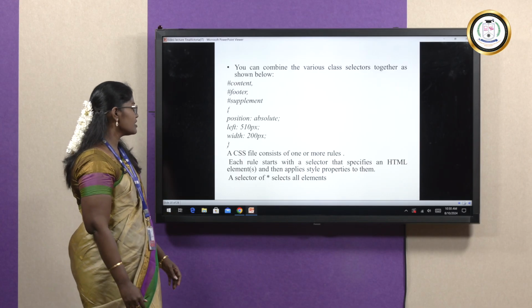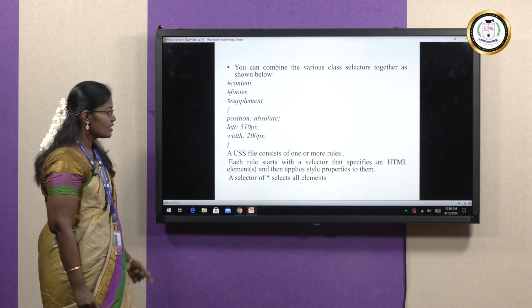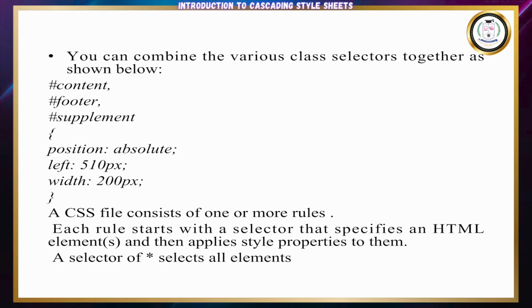A CSS file consists of one or more rules. Each rule starts with a selector that specifies an HTML element, then applies style properties to it. A selector of the asterisk symbol selects all the elements.